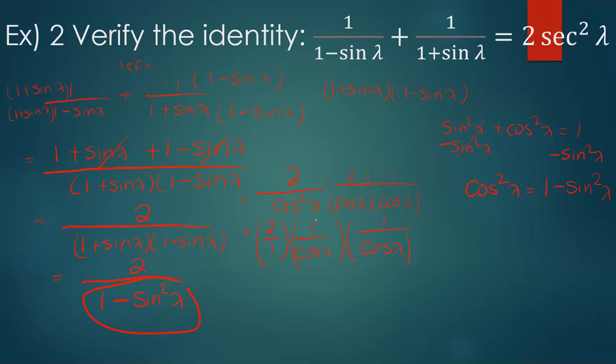So let's simplify this. So this is 2 over 1, which is just 2. Now, how can you rewrite 1 over cosine alpha in our identities? Isn't secant alpha the same thing as 1 over cosine alpha? It is, so you can just replace that with secant alpha. And then over here, you have another 1 over cosine alpha, so that's another secant alpha. Right. So 2 times secant alpha times secant alpha is 2 secant squared alpha. And now that looks like the right side, right? So you just proved this identity.